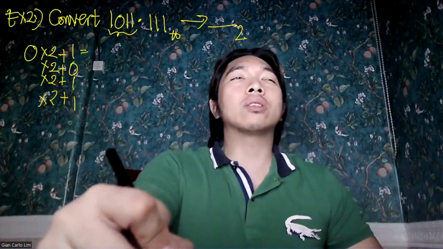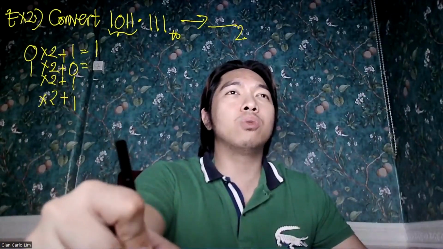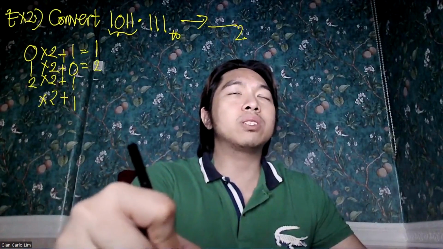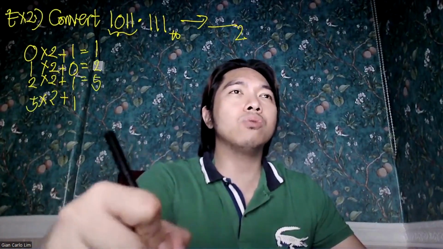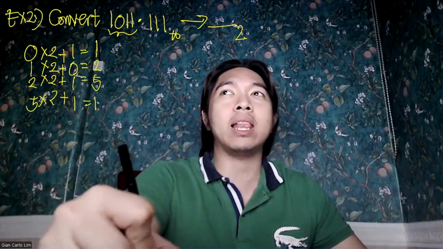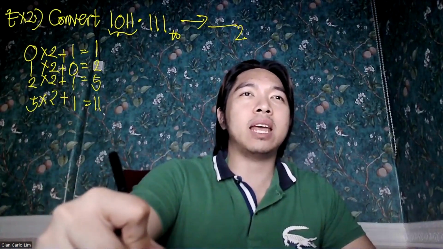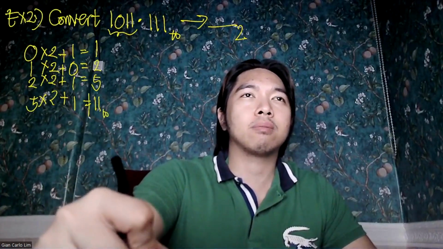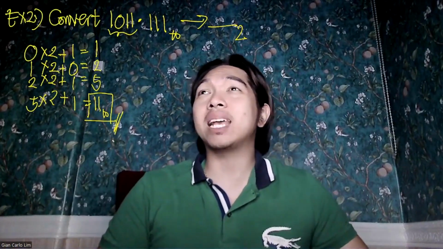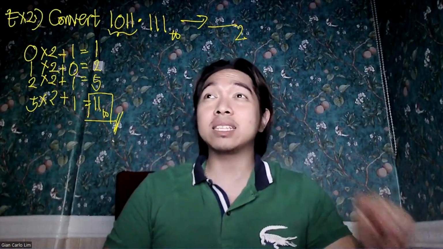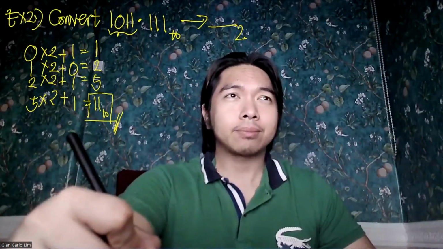Times 2. Alright. 0 times 2 is 0 plus 1. So that would be 1. 1 times 2 plus 0 would then be equal to 2. 2 times 2 is 4 plus 1. So that would be 5. 5 times 2 would then be equal to 10 plus 1 is equal to 11. Alright. So therefore, our whole number part is 11 base 10. Pag medyo nakalimutan nyo paano ginagawa to, balikan nyo yung lecture na nagdi-discuss nito. Okay. So we're now done with the whole number part.